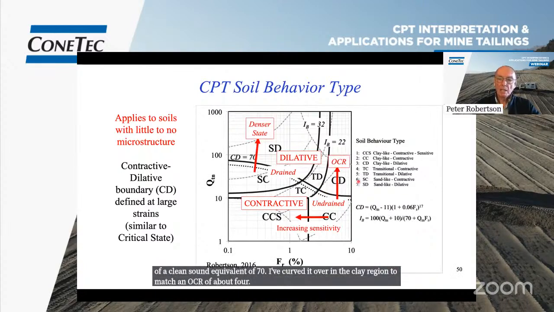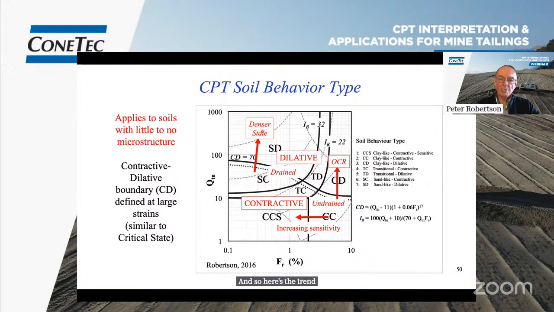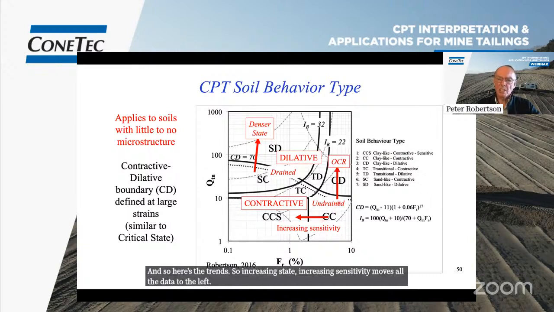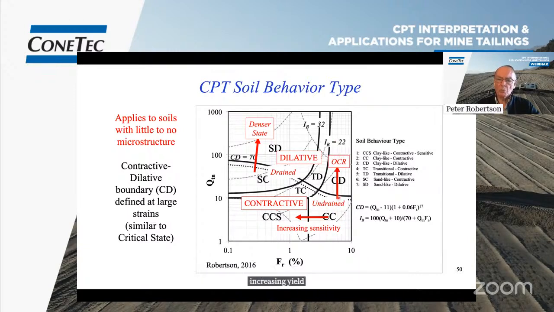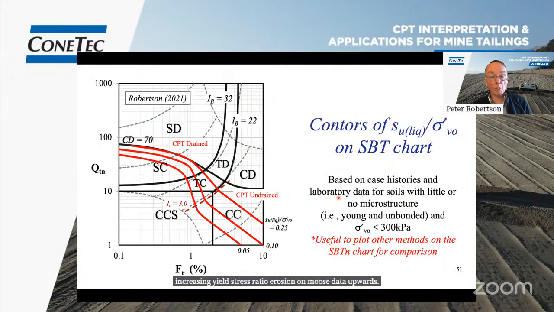And so here's the trends. Increasing state, increasing sensitivity moves all the data to the left, increasing yield stress ratio or OCR moves data upwards. And so this is what the contours look like. So if you take the method I showed, in the drained region, it's that curve.